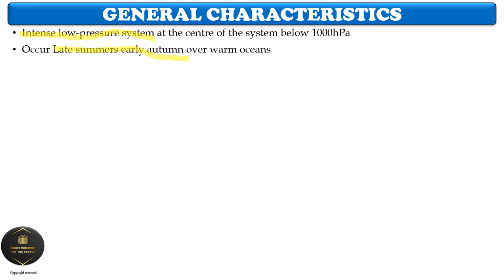And where do they occur? They occur over warm oceans. If you remember the diagram we looked at before, it showed us that the system is forming in your warmer oceans. And remember, that's your Indian and Pacific Ocean. So they form in your Indian and Pacific Ocean because those are your warmer oceans. They don't necessarily form in the Atlantic Ocean. So let's also remember that.